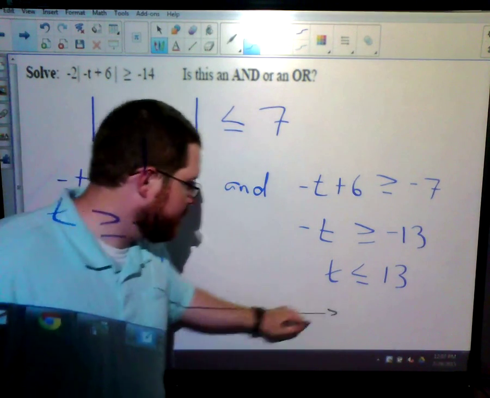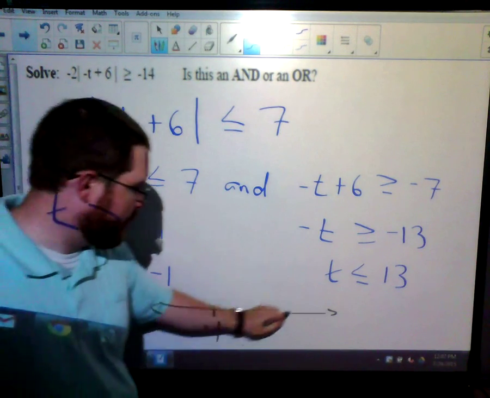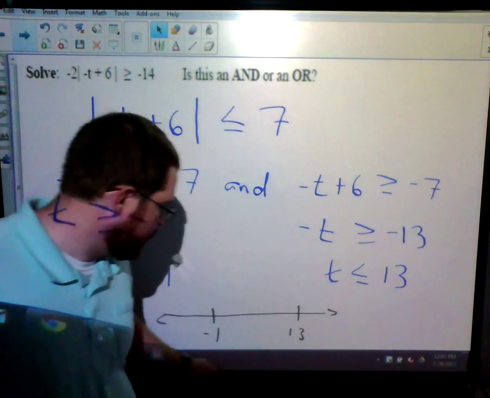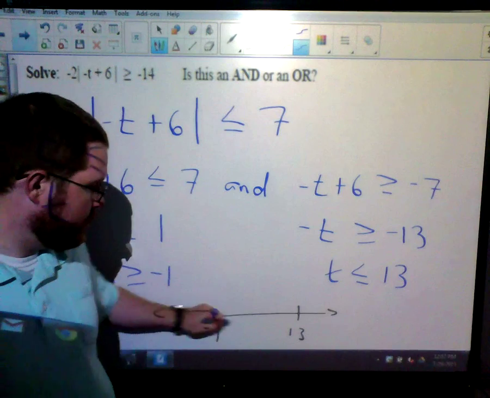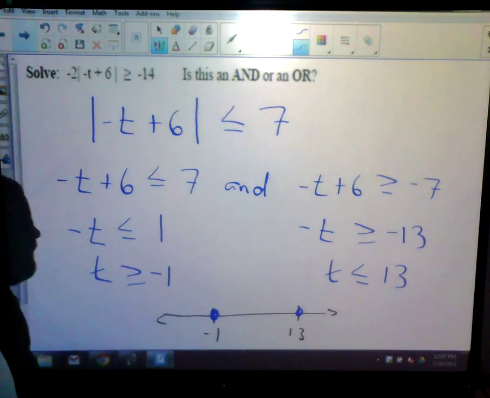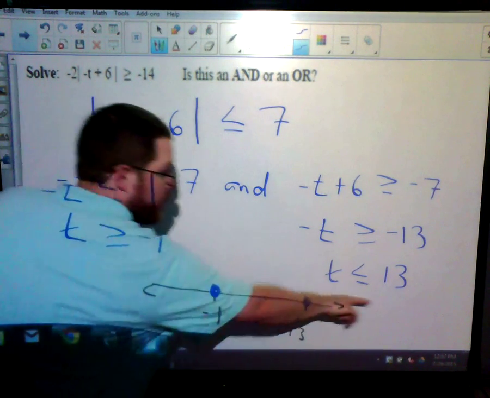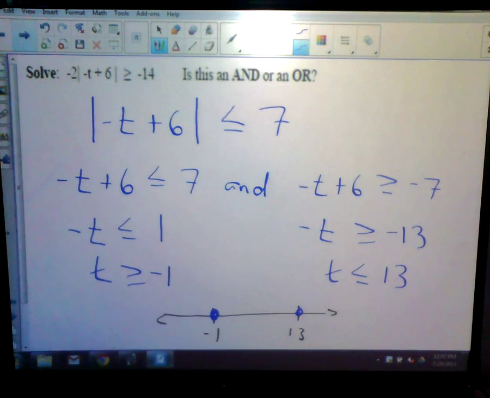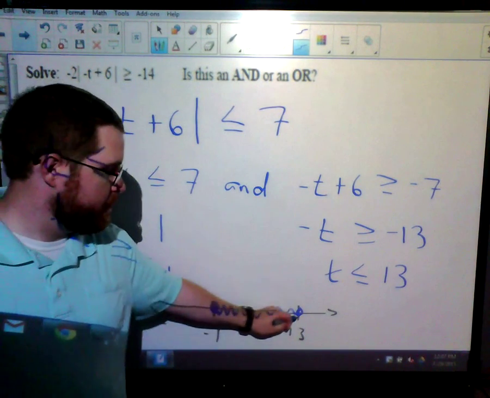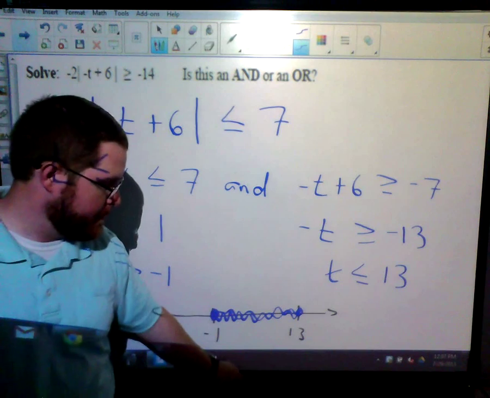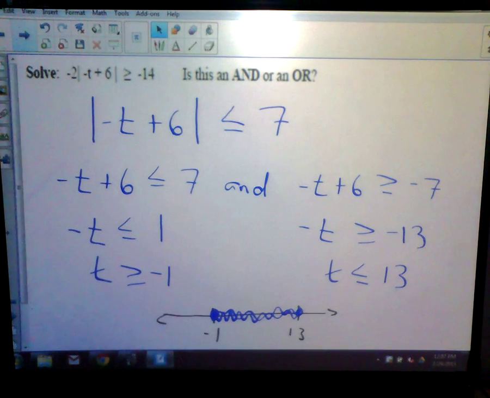Draw my number line. Negative 1 and 13. Solid dots because it's equal to. And means the overlap. Greater than negative 1 and less than 13. The overlap is in the middle. And problems usually shade the middle. Not always, but usually.